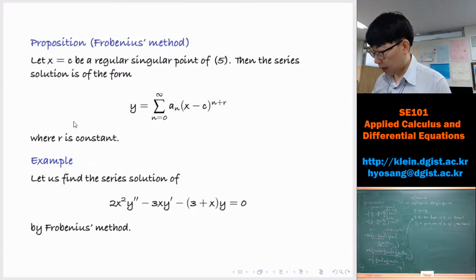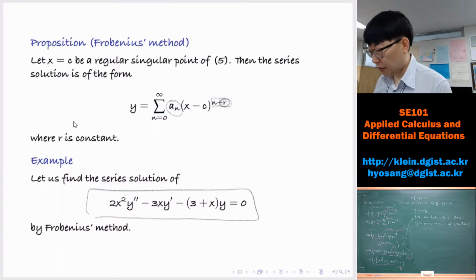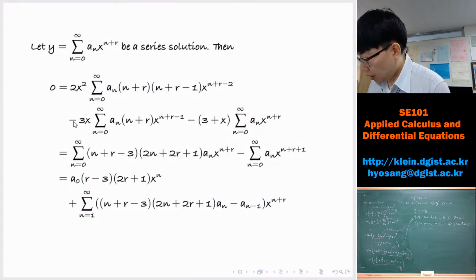So let's try to find a solution using the Frobenius method. It's a simple method. We're trying to find a solution of this form where in the exponent we have some additive term, n plus r. So our goal is to find a_n satisfying the differential equation, and also r satisfying this differential equation. We're trying to find this solution to the differential equation, for example, at x equals 0.